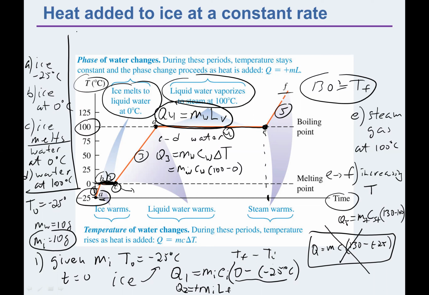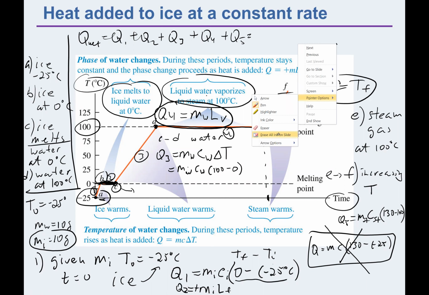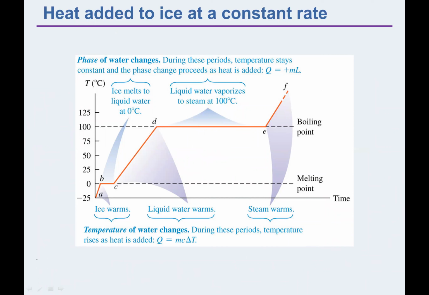That means to calculate my Q net, I have to add Q1 plus Q2 plus Q3 plus Q4 plus Q5. All right, hopefully I can fit everything here. So actually, since this is a video, you can rewind back. Let me erase everything. So what I have is this.